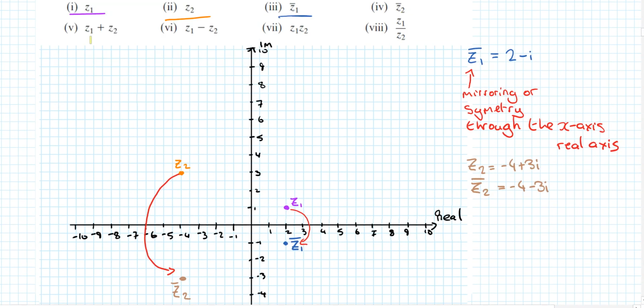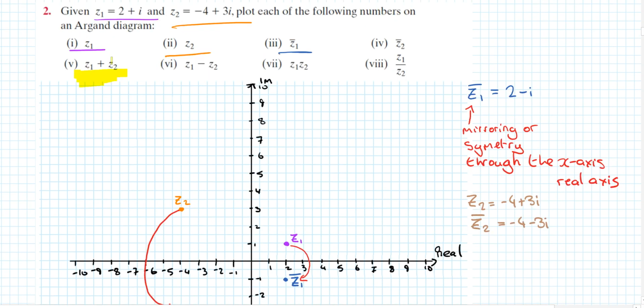For a question like this, you'd want to make sure you just add z1 and z2 before you plot it. For a question like this, make sure you subtract them before you plot it. When they're beside each other like that, it means they're multiplied, so multiply them. And remember that i squared is equal to minus 1 when you are multiplying them together.